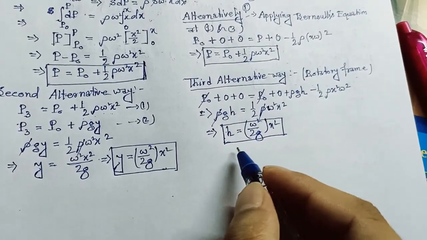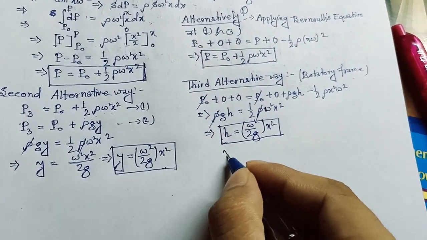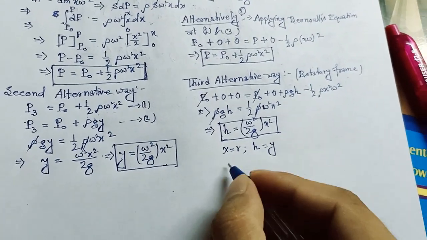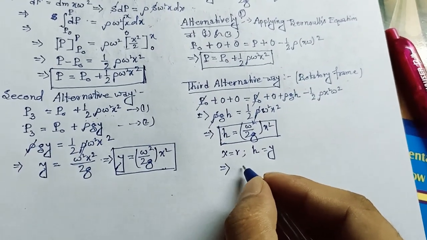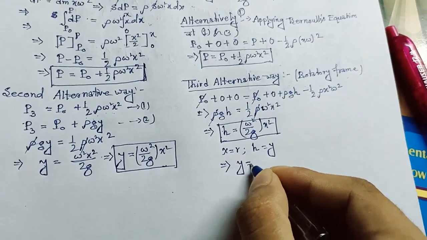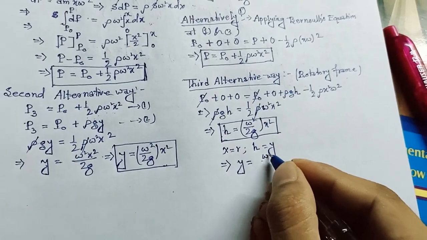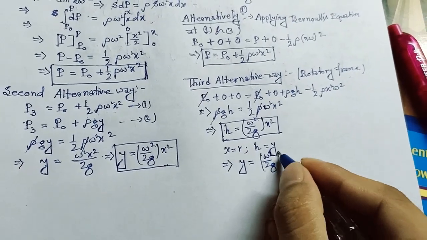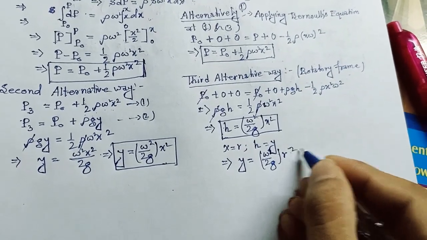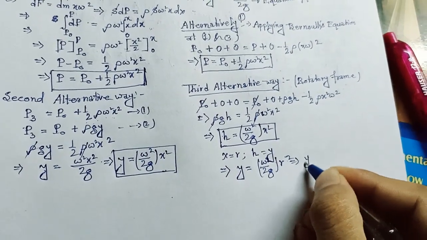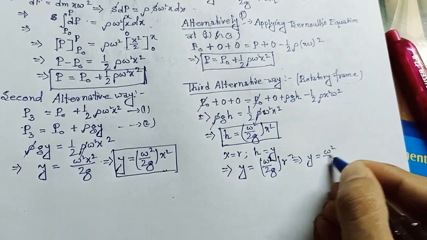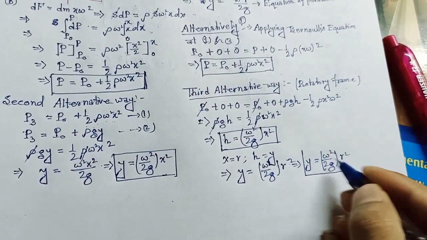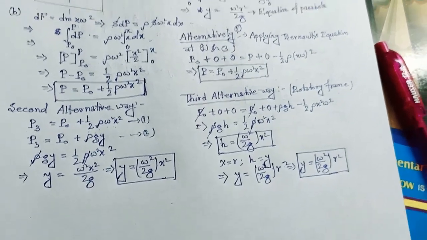Now if we replace this h by y, if x equal to r and h equal to y, then we can write our equation will be y equal to omega square divided by 2g into r square, or we can write y is equal to omega square divided by 2g into r square. So this is our equation for locus.